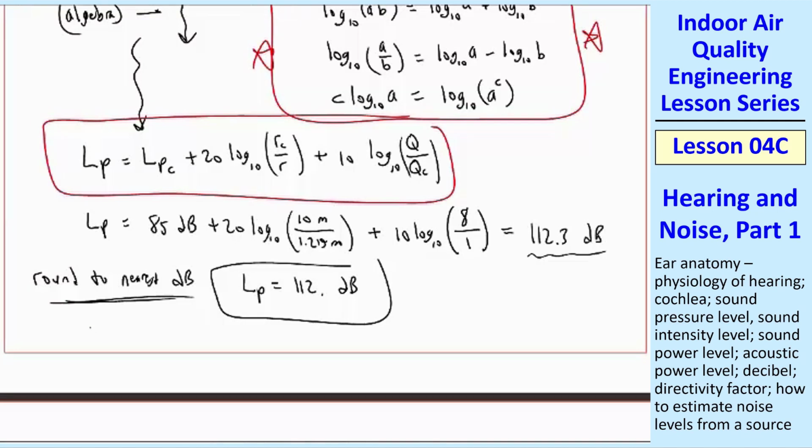The most important thing to remember is that LP is a function of R and Q, and LW is a constant for a given source.